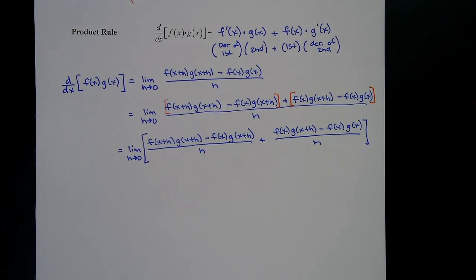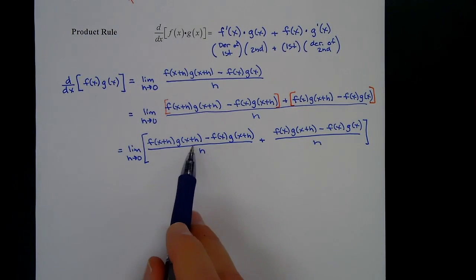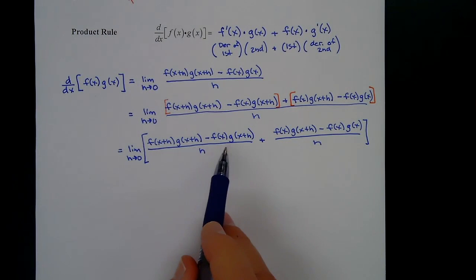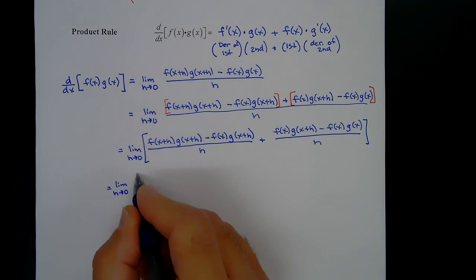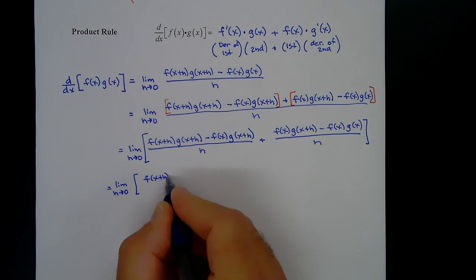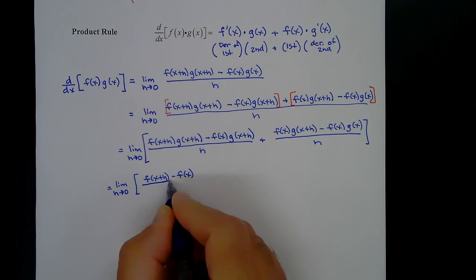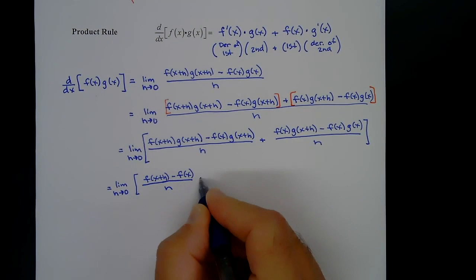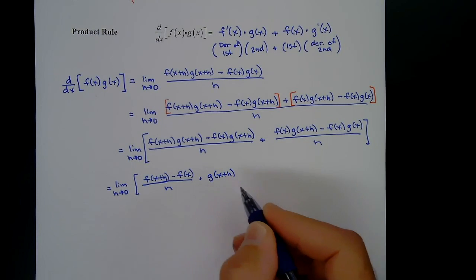All right. Now, here's why I picked this. These two have something in common, and it's this g of x plus h, which means I can factor it out of this. So this becomes the limit as h approaches 0 of f of x plus h minus f of x over h, and then times g of x plus h.